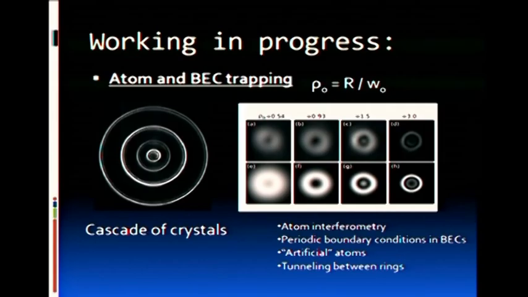And the reason is to build an easy, cheap and very controllable tool to make artificial atoms or mesoscopic atoms, for atom interferometry, for adding periodic boundary conditions for Bose-Einstein condensates, for instance, and also to study entanglement between coupled rings, and so on. And this is what we do.